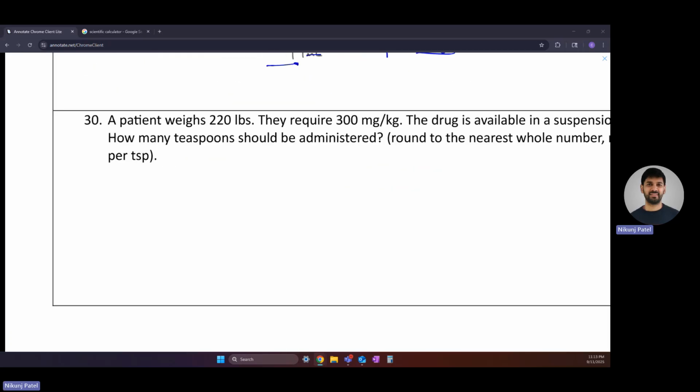And here's the last one. Patient weighs 220 pounds. They require 300 milligrams per kilogram. This slash means per kilogram. This is another weight one, just like the beginning problem that we had. So we'll write out 300 milligrams is equivalent to 1 kilogram of the patient's weight.